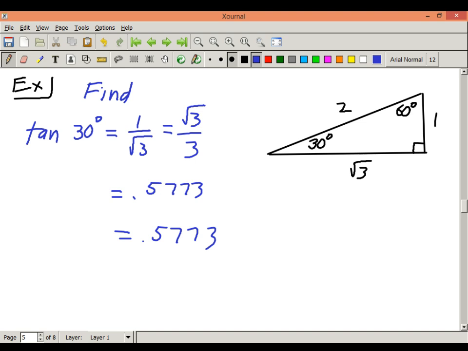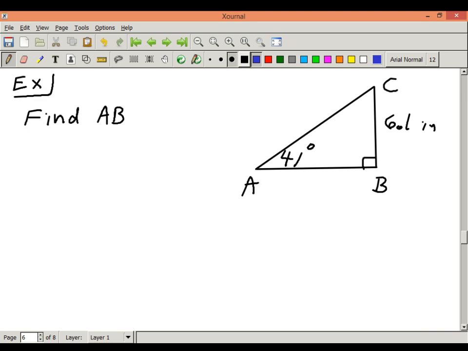Okay, we got 3 more examples, in which we're going to find the side of a triangle this time. So we're actually going to put this stuff to use here. If you look at this triangle, I got triangle ABC, and they're giving you angle A is 41 degrees. They're giving you side BC is 6.1. They want to find side AB. I'm going to call that small c, going by our new convention here.